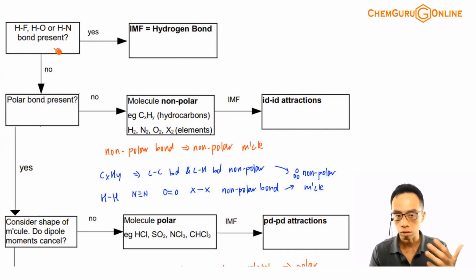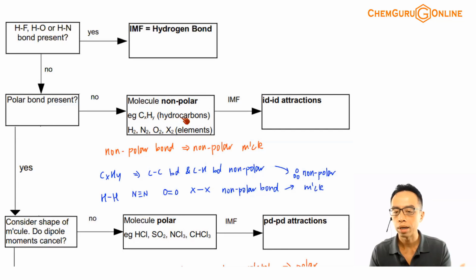If not, then we consider, okay, are there any polar bonds present in the molecule? Is there an electronegative element, fluorine, oxygen, nitrogen, halogens, or sulfur? If yes, most likely we will have a polar bond. If not, then this molecule will be non-polar.